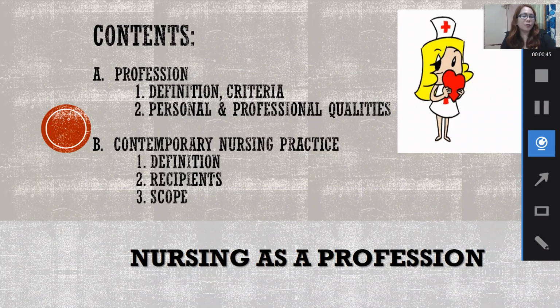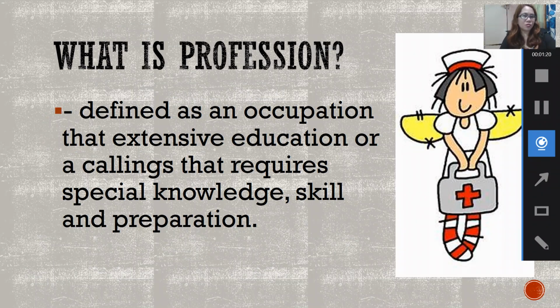Okay? So, my presentation includes the following. There are two major topics for today's discussion. The first one is profession, and under this, we will discuss the definition, criteria, personal and professional qualities. And the second topic is about contemporary nursing practice. Under this topic, we will discuss its definition, recipients, and scope. Okay? So, what is profession?